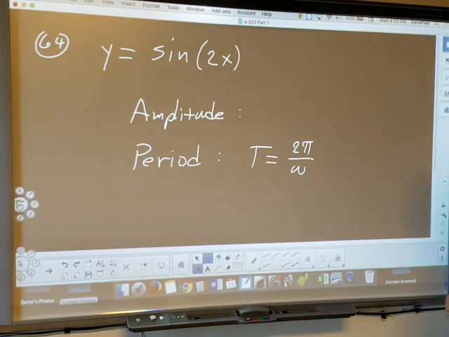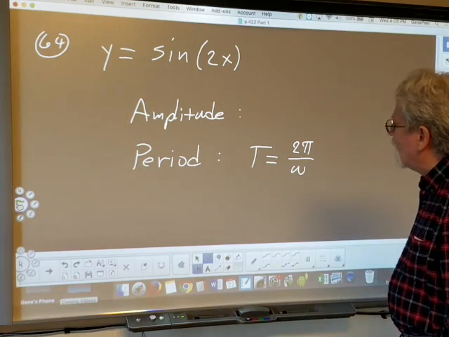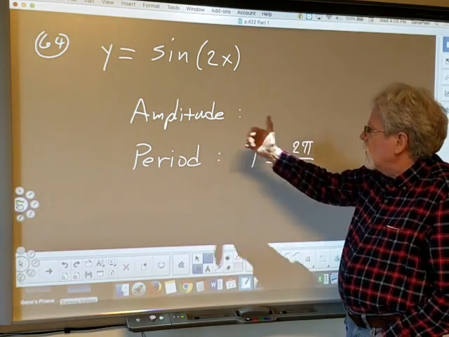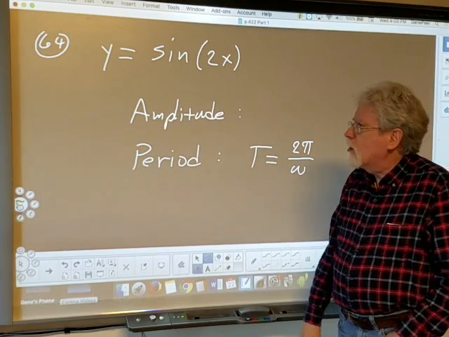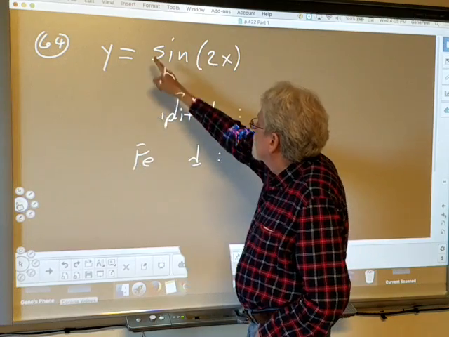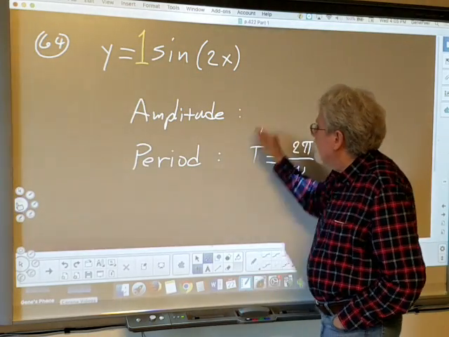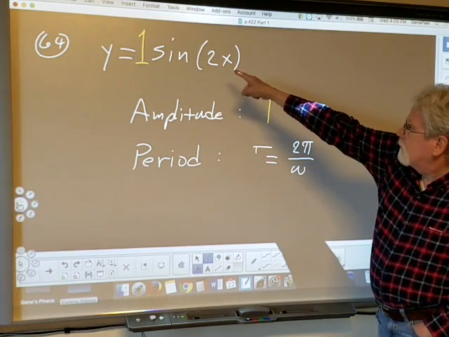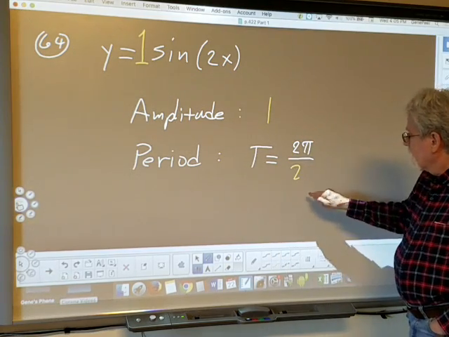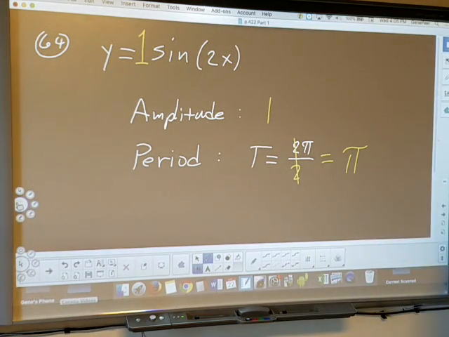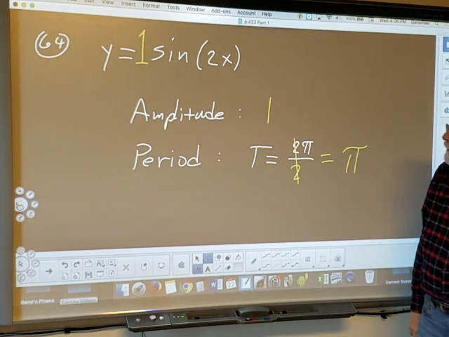Okay. 64. Oh, they gave us something really easy this time. They don't even want us to graph it. We could with great ease, but all we have to do is get the amplitude and the period. No big deal, right? Right. Amplitude is 1. Period is 2 pi over omega. What's omega? Omega is 2. So the period is just pi. Done. One complete cycle sits in the space of pi, and it has an amplitude of 1.